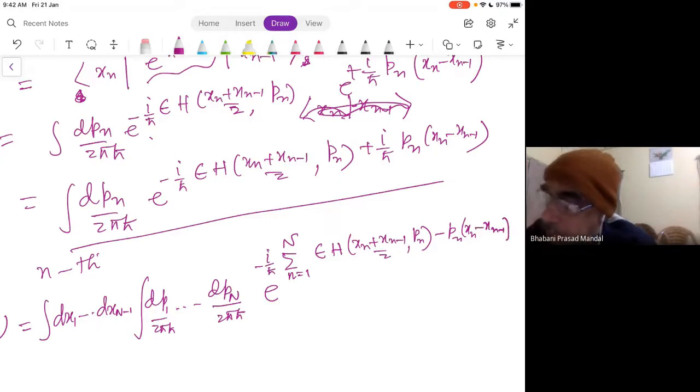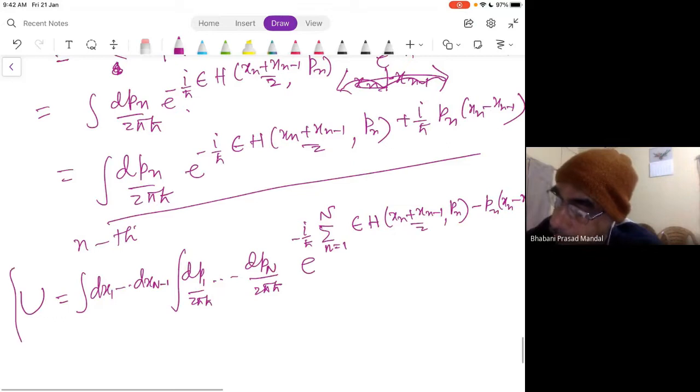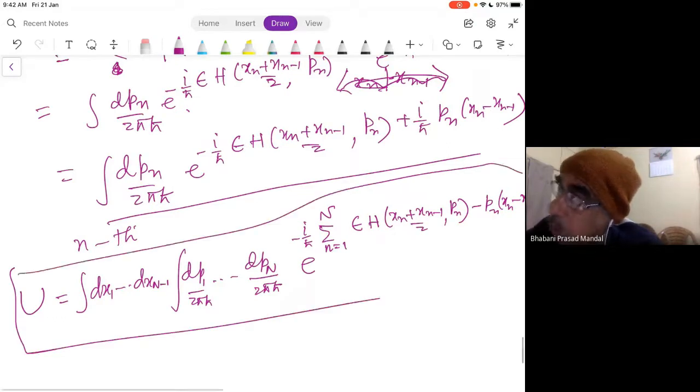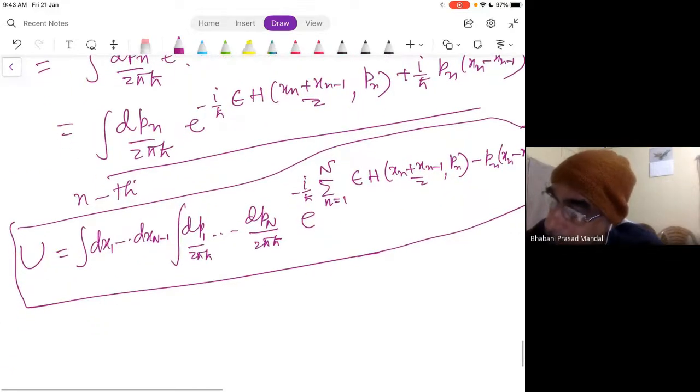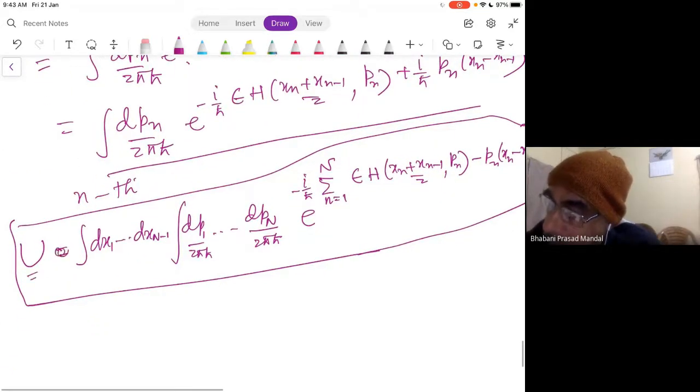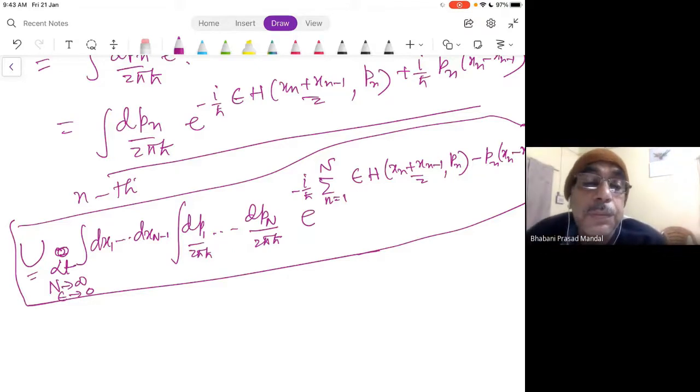Okay, so this is my u. So now I have gotten through to my u, only we need to simplify. So this is our u, and as I promised, I should take the continuous limit. Continuous limit means capital N going to infinity or epsilon going to 0. That means time will be continuous.